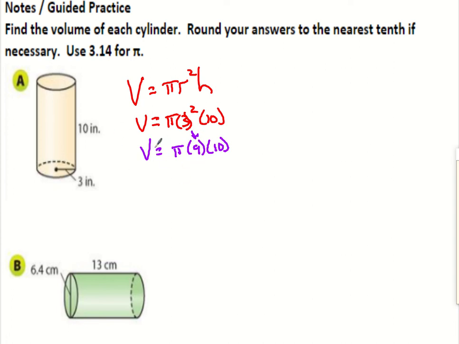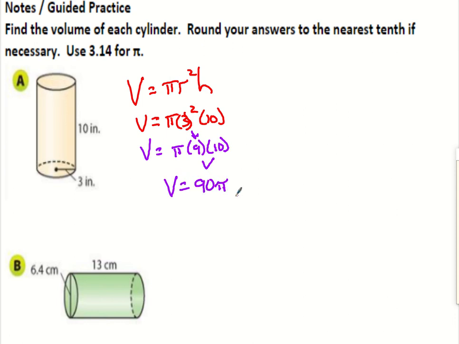Now from here, as I mentioned before, we always like to save pi for last. So I can multiply in any order I want. When you multiply, you're allowed to do it in any order that you choose to. So because I just got pi times 9 times 10, I can multiply this 9 times 10 to make that 90. And then I still have this pi.